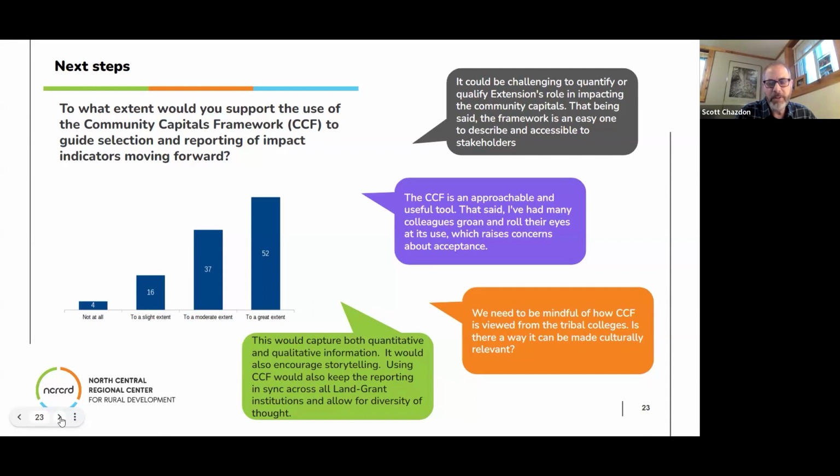About 3/4 of the folks who responded said to a moderate or great extent. And there were some comments about that, but people thought that it would be good to help us capture both quantitative and qualitative information. It could encourage storytelling, and using the community capitals would keep the reporting in sync across all land-grant institutions and allow for diversity of thought.